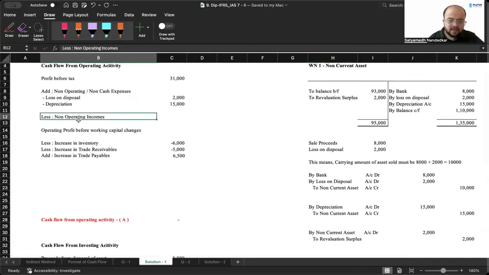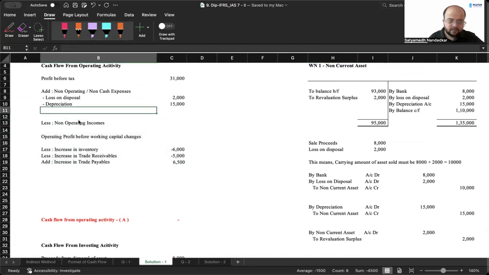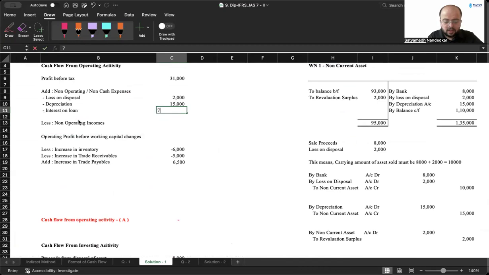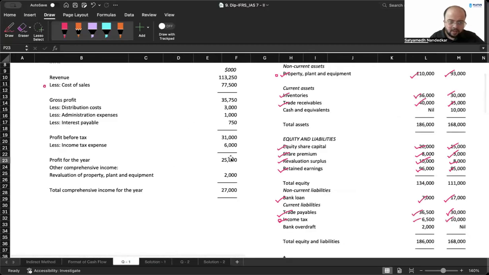So again, this item will be added. Interest on loan, how much? 750 would be the amount of interest on loan. ठीक है. नॉन ऑपरेटिंग इनकम चेक करो, कोई है क्या? नो, देयर इज नो नॉन ऑपरेटिंग इनकम. ये लिख दिया 31,000. प्रॉफिट बिफोर टैक्स ये लिख दिया 750.